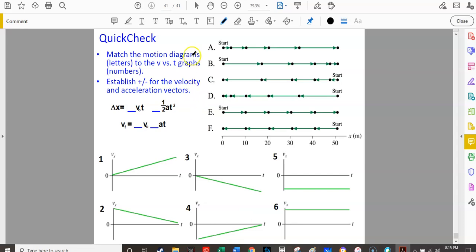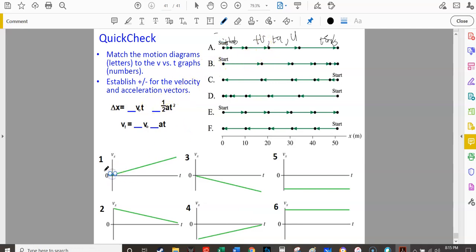Okay, here we go. Again, you're going to have a positive 1 meter per second that ends up going at positive 5 meters per second, right? So this is going to be a positive velocity vector, positive acceleration vector, and that's going to be speeding up.